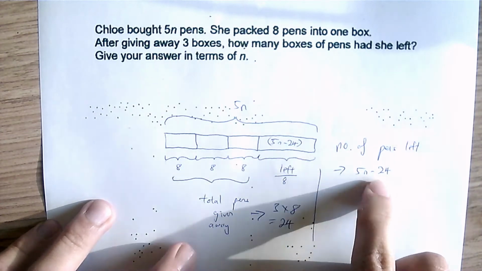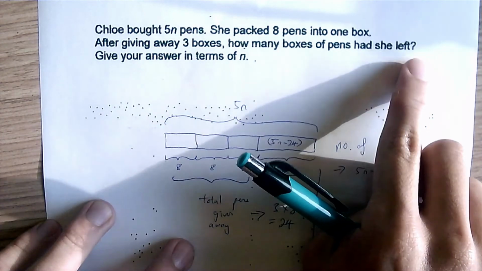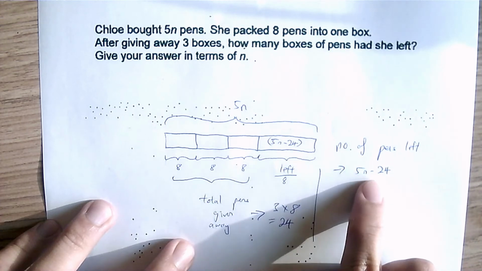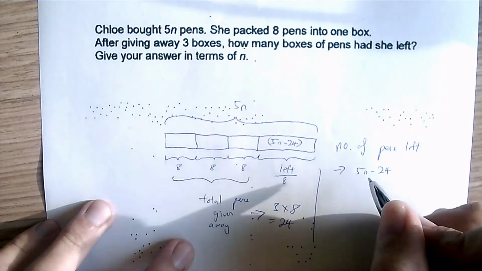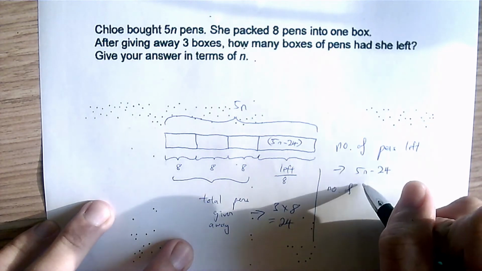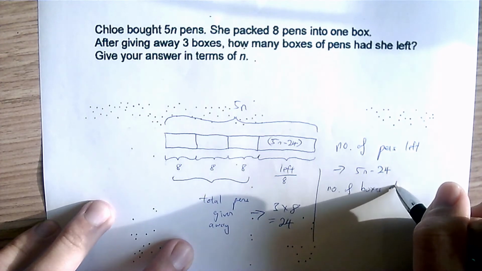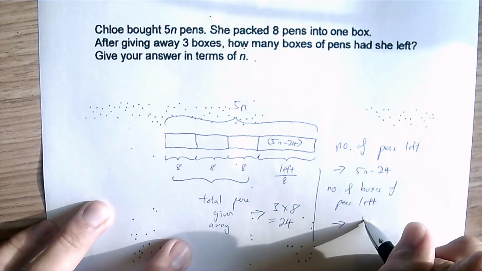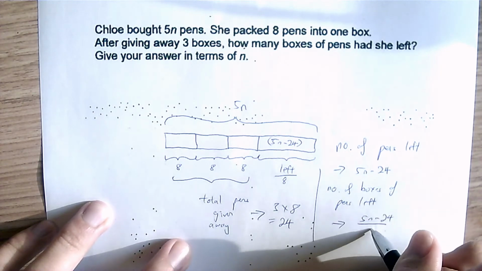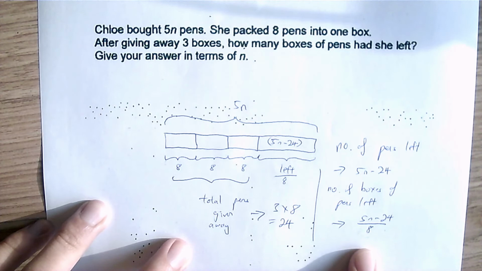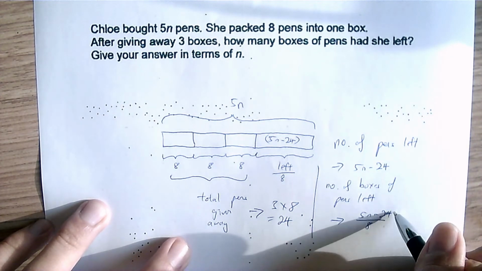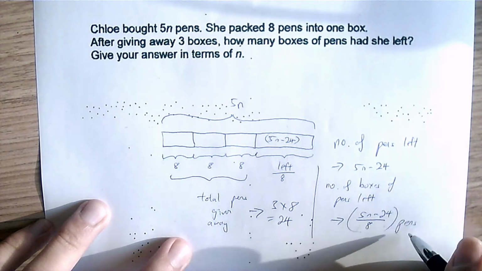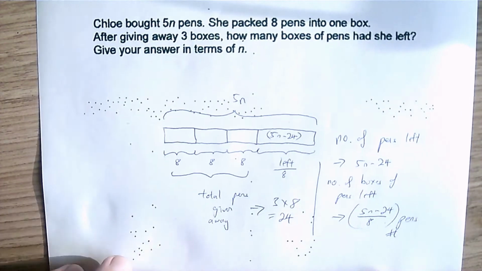And in order to find out the number of boxes of pens she had left, we have to take the number of pens that is left divided by 8. So the number of boxes of pens left will be (5n minus 24) over 8. And since you can't simplify this any further, this will be the final answer. Alright, done.